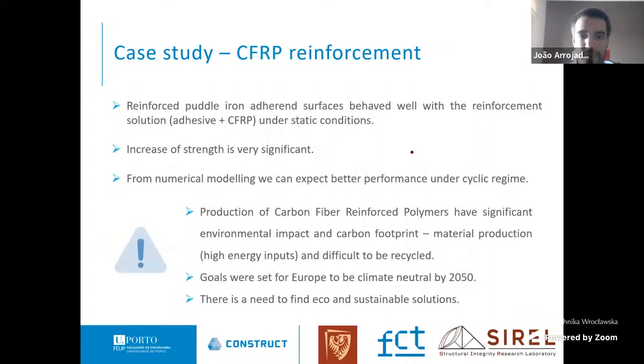So reinforced puddle iron and adherent surfaces behaved well with the reinforcement solutions under static conditions. We had a good increase of strength, very significant. From the numerical modeling, we can expect better performance under cyclic regime, but we have a drawback because production of carbon reinforced polymers has significant environmental impact and carbon footprint. The material production needs high energy inputs, and it's also difficult to recycle.